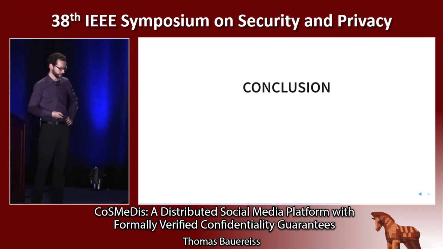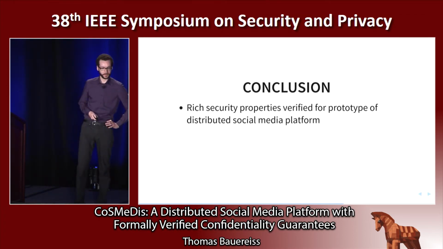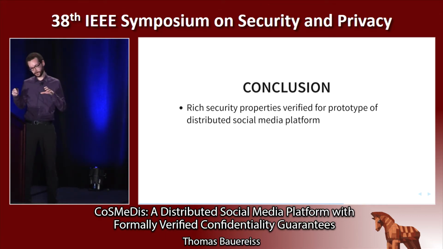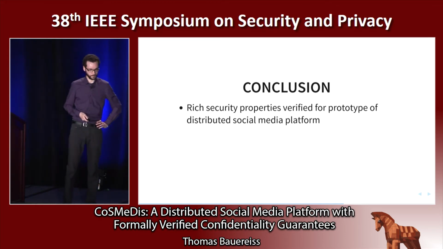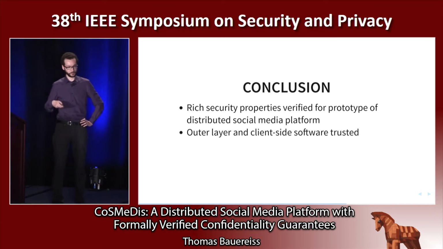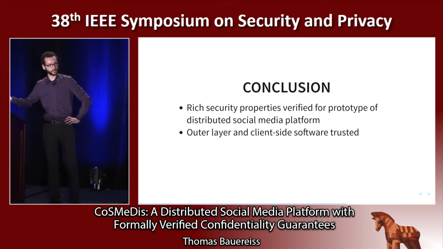So to conclude, we have verified rich security properties for a prototype of a distributed social media platform, or at least the kernel of it and an abstraction of the network. But there's, of course, a lot of future work that might be interesting. For example, as I said, at the moment, the outer layer is trusted. Also, any client-side software, JavaScript for example, that is running in the browser is trusted. So it might be interesting to look into how we can maybe extend our security guarantees here.